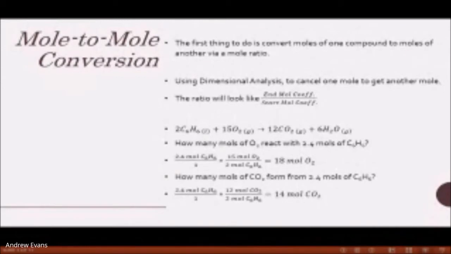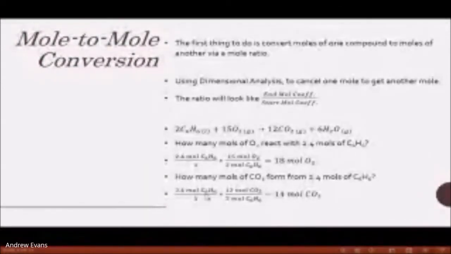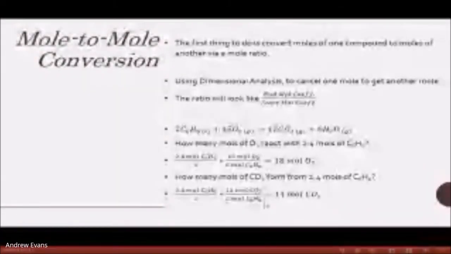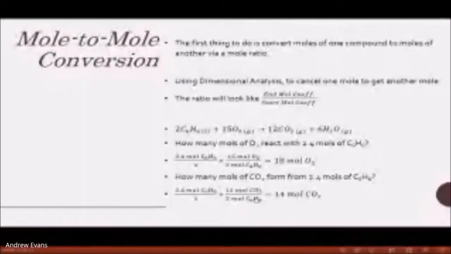I may sometimes get lazy, but these units here are going to tell me why it's 12 over 2 and not 2 over 12. Why I'm not dividing by 6, but I'm going to multiply by 6. Because I want units of moles of benzene to cancel out with units of moles of benzene to give us the only units of moles of CO2 left. So the first thing we need to do is just to convert one mole to another.